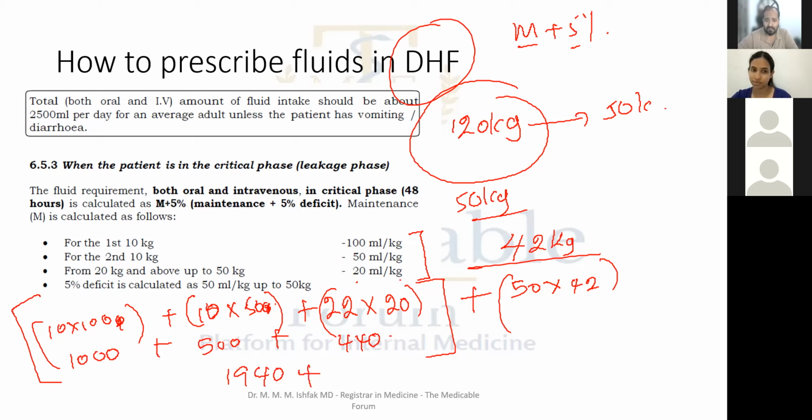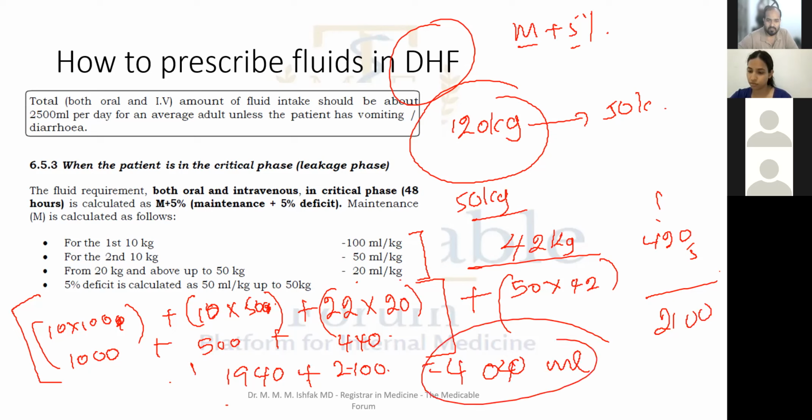Right. So how do you do this? So 42 into 10 is 420. That into 5 is 2100. So 4040 mLs should be given over a period of 48 hours.